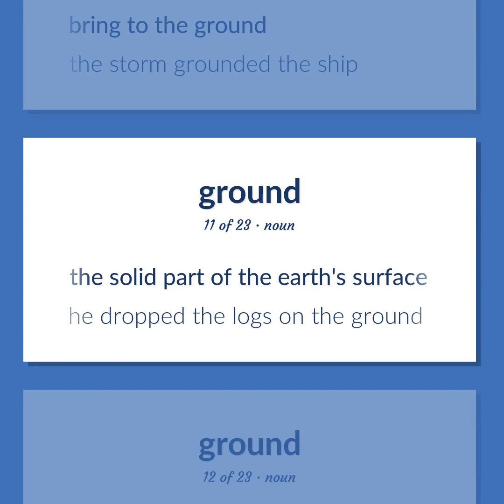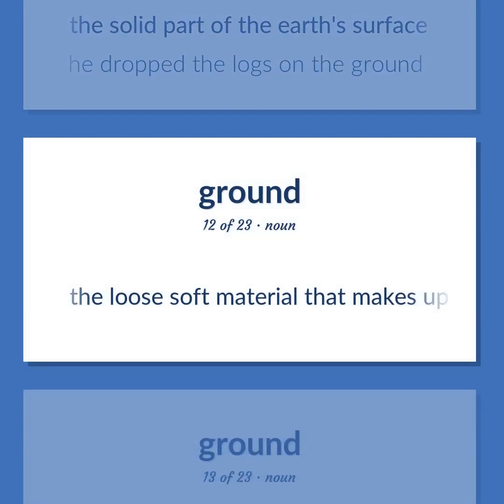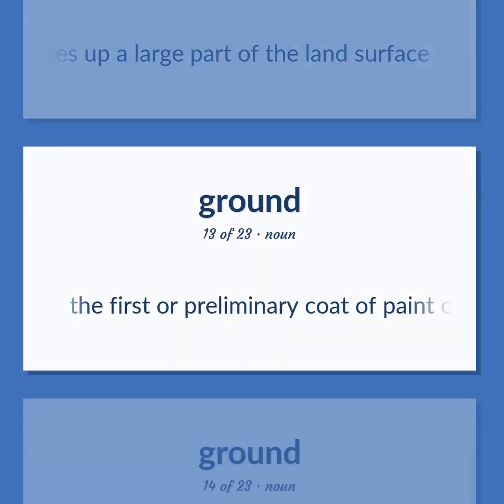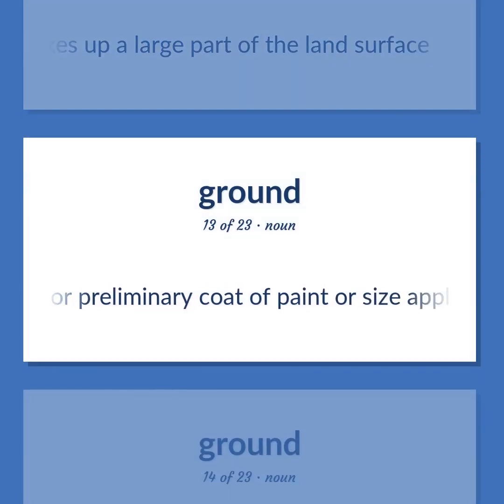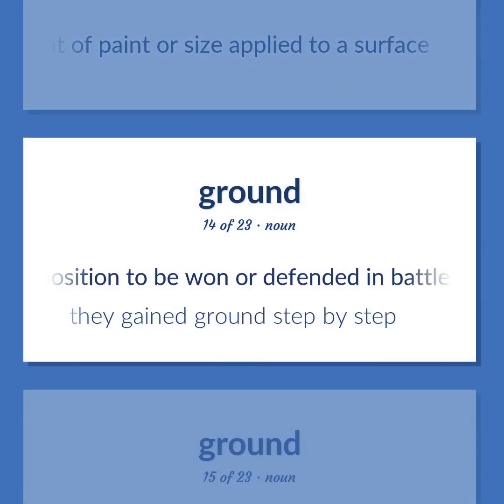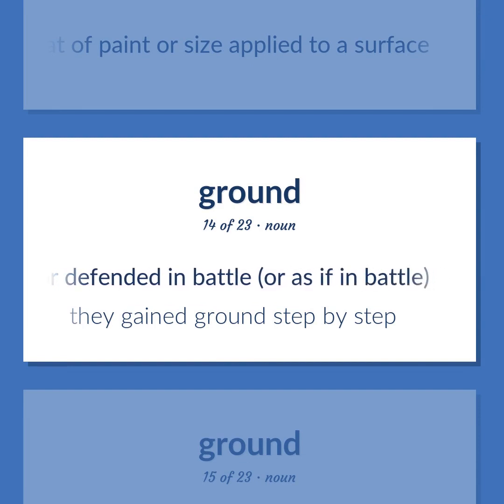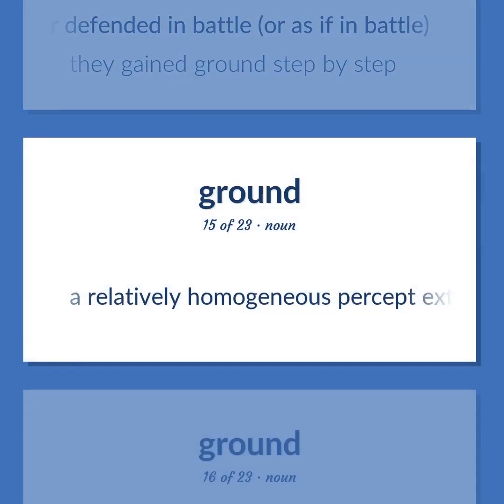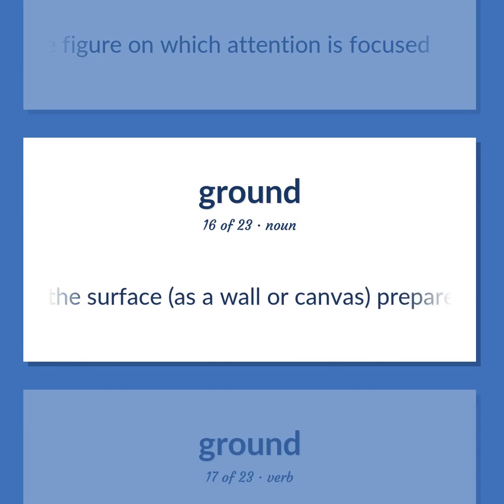The solid part of the Earth's surface. He dropped the logs on the ground. The loose soft material that makes up a large part of the land surface. The first or preliminary coat of paint or size applied to a surface. A position to be won or defended in battle, or as if in battle. They gained ground step by step. A relatively homogeneous percept extending back of the figure on which attention is focused. Art: the surface, as a wall or canvas, prepared to take the paint for a painting.